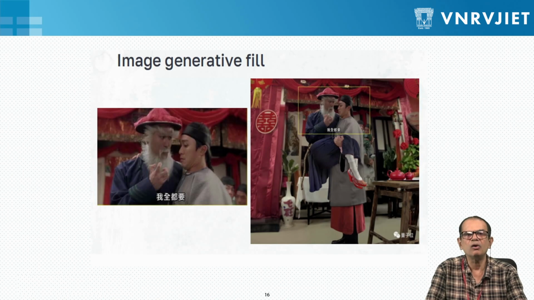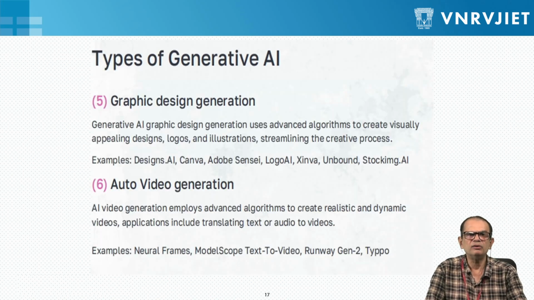So that can be all done via the use of generative AI. Now, the other one is the graphic design generation, in which we do the graphic designs and subsequently come up with the generative AI graphics design. Some of the examples are Design AI, Canva, Adobe, okay, and there are several examples of that.